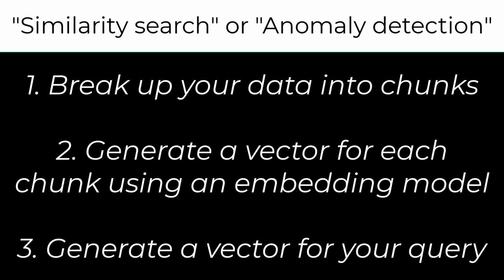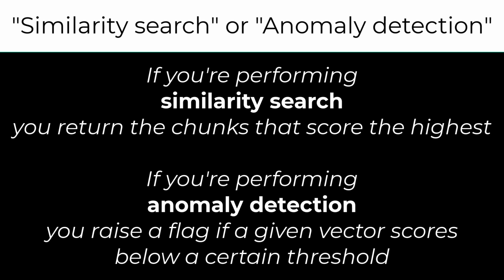3. Convert your query to a vector using the same embedding model used in step 2. And if you're performing similarity search, you return the chunks associated with the vectors that score the highest in similarity to the query chunk. If you're performing anomaly detection, you compare your query against the vectors for each chunk and raise a flag if the query vector scores below a certain threshold.